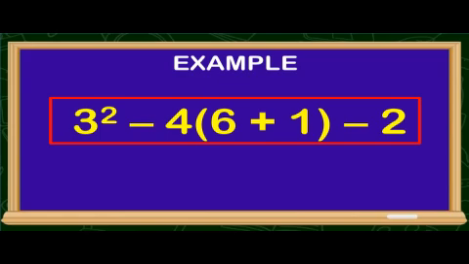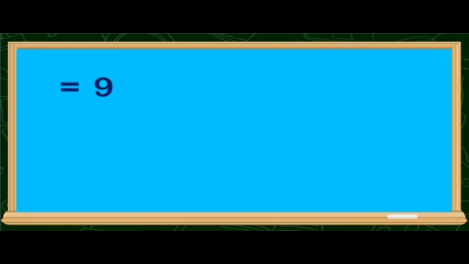Now, let's go to the exponent. 3 to the power of 2 is equal to 9. From left to right, we will write 9 minus 28 minus 2. Let's process starting from the left. 9 minus 28 is equal to negative 19.